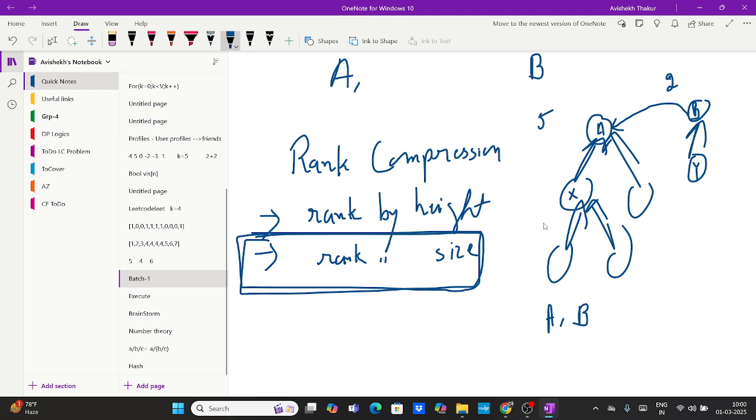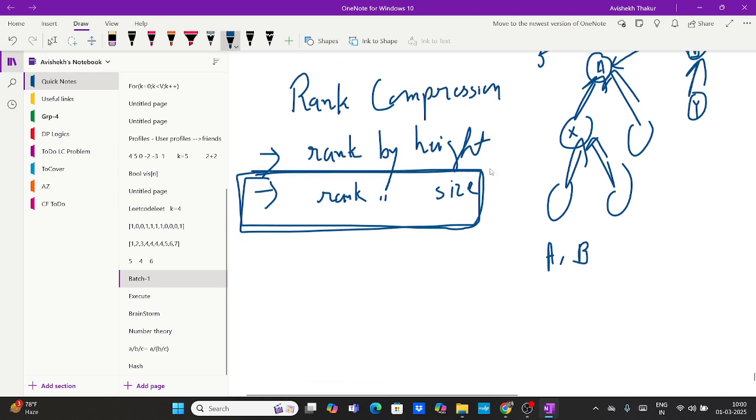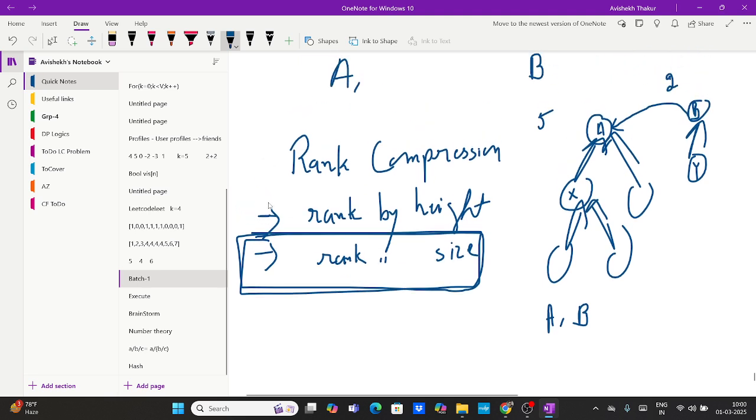Yes, straightforward, right? Just take the larger one, attach the smaller one, done. Okay? Now, similarly, we also have rank by height.